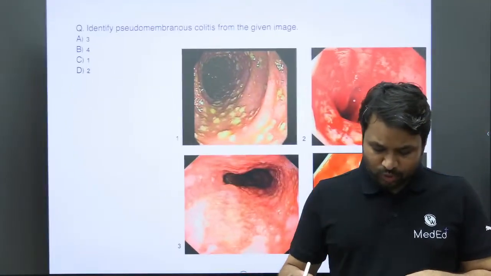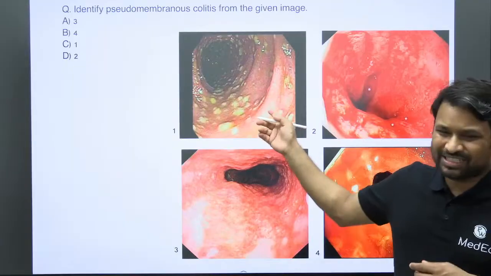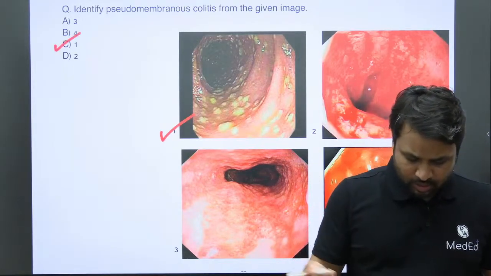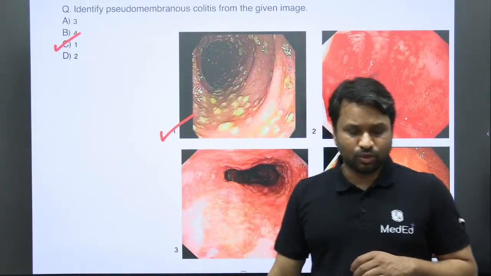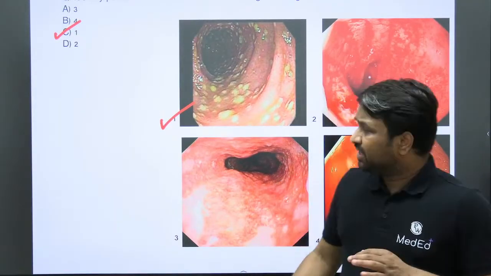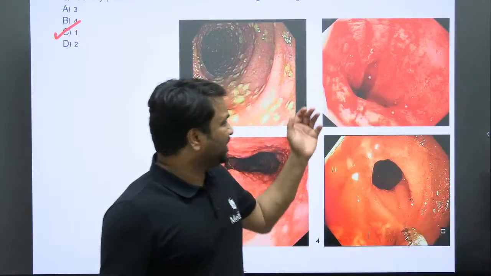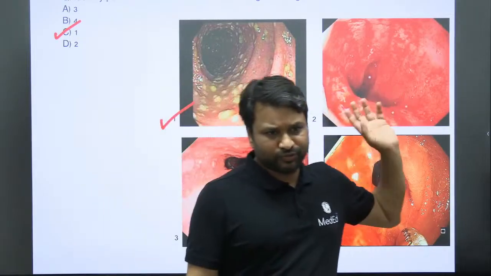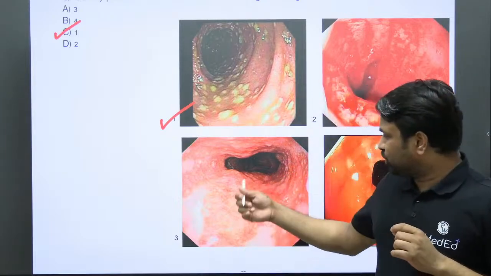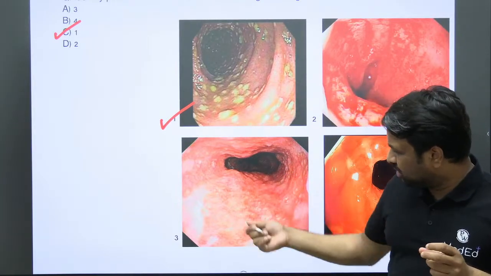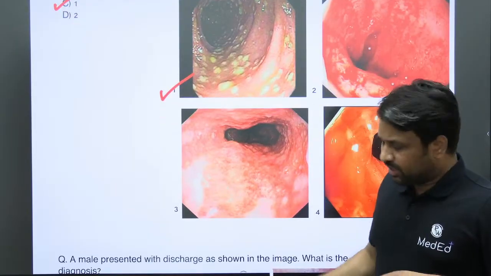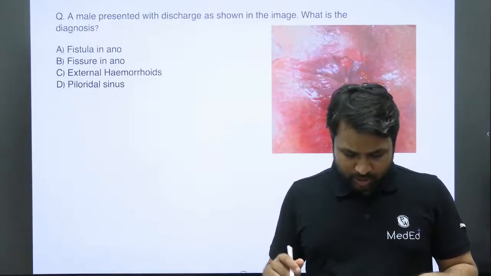Identify the image for pseudomembranous colitis. You need to have this patchy appearance, and that is your image number 1. Answer option C. Okay, pseudomembranous colitis, right? These erosions present here could be because of colitis. This is usually the picture that you will see in ulcerative colitis, where multiple erosions are present, and this is a non-relevant image. Okay, not important.